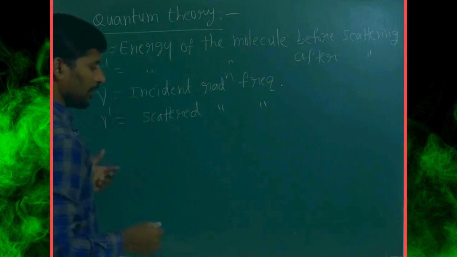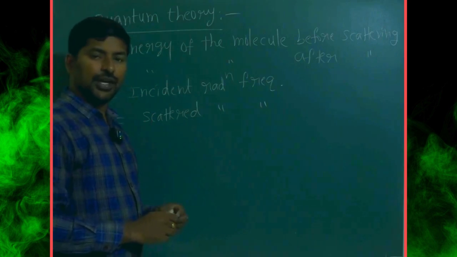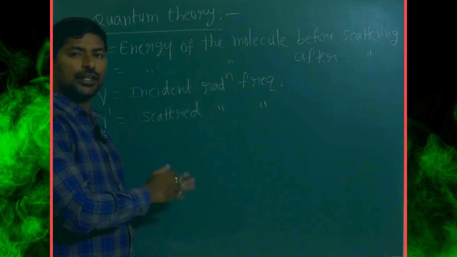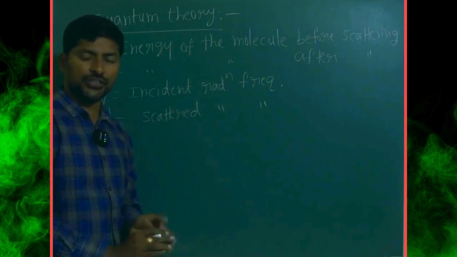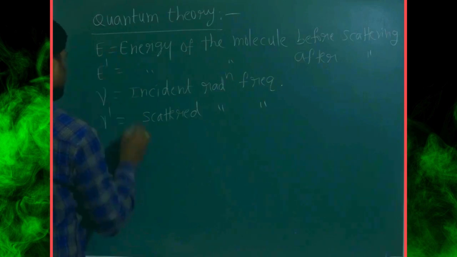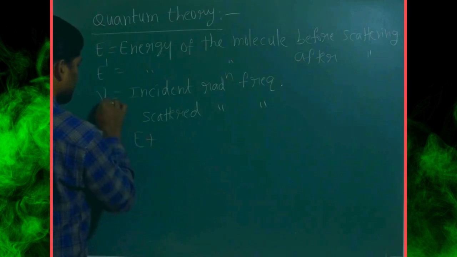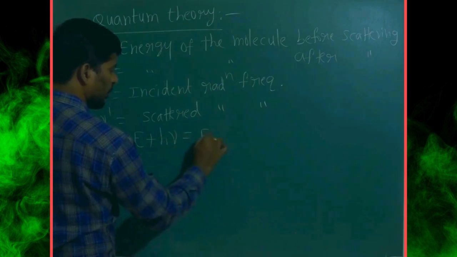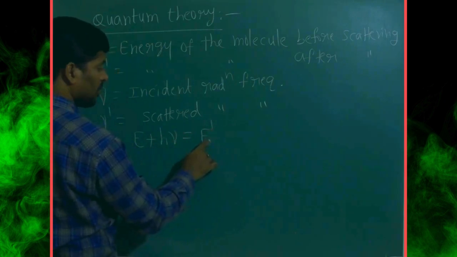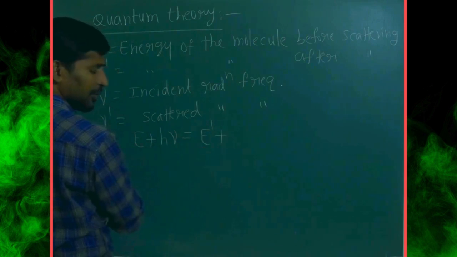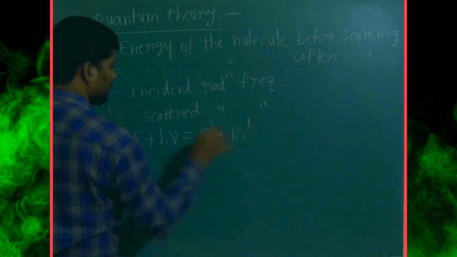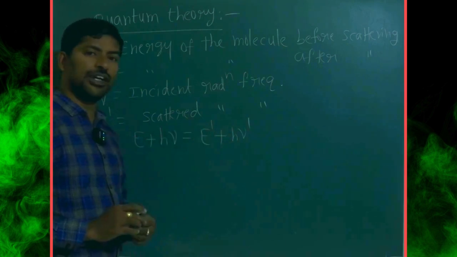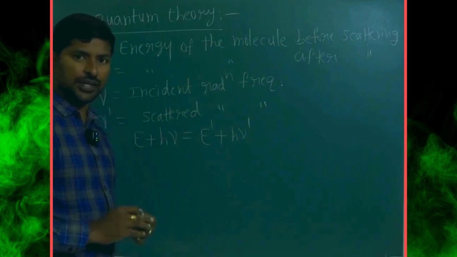Now we know, according to the law of conservation of energy, the total energy before scattering and the total energy after scattering should be the same. Initially the energy is E plus the radiation energy h nu. After scattering, the energy of the molecule is E dash, and the scattered radiation frequency is nu dash, that means h nu dash. So E plus h nu should be equal to E dash plus h nu dash.